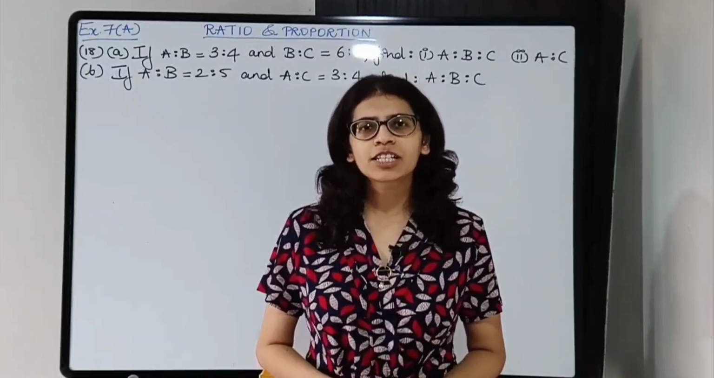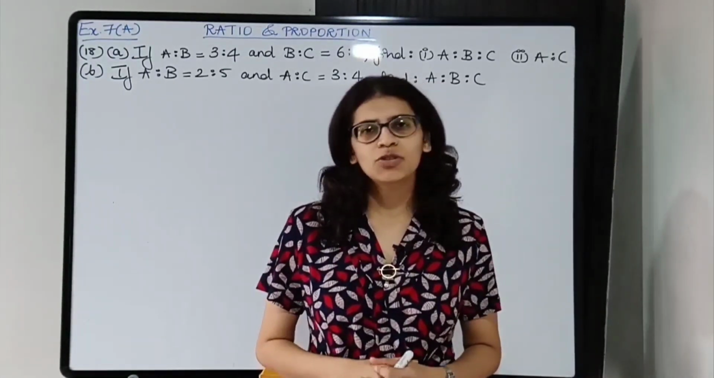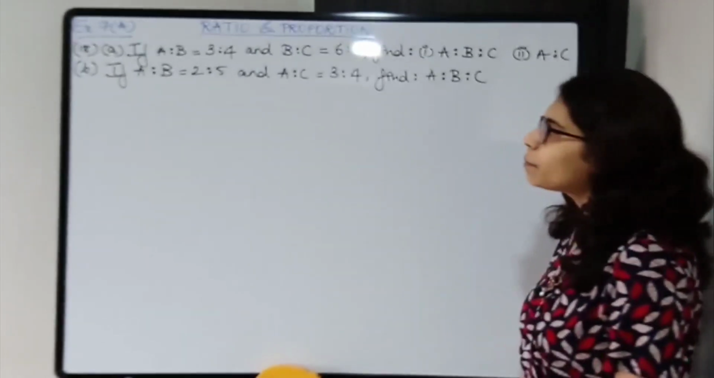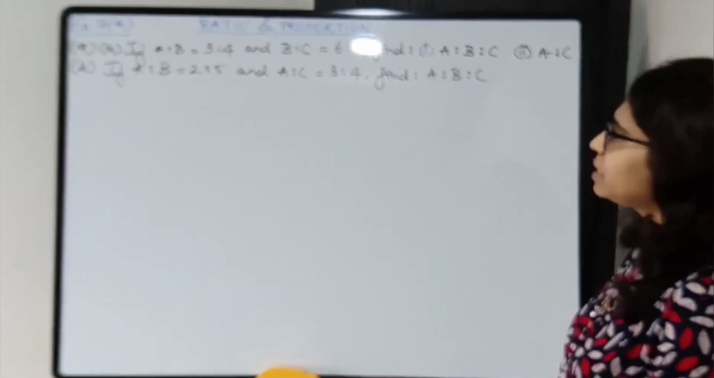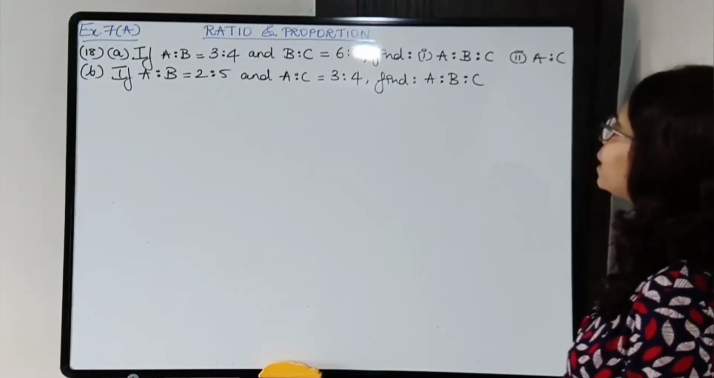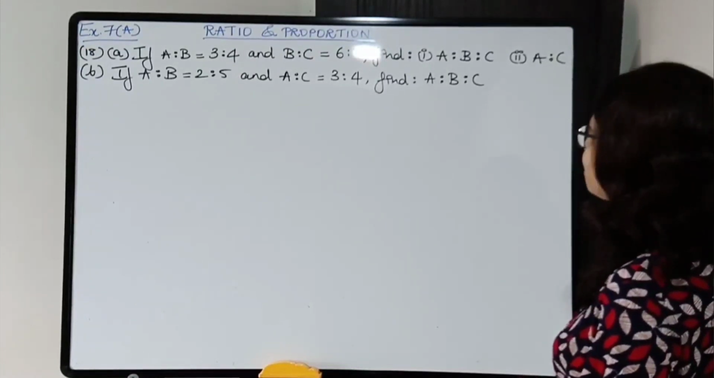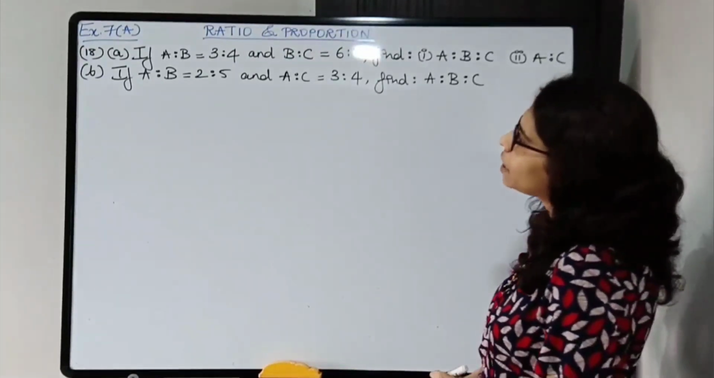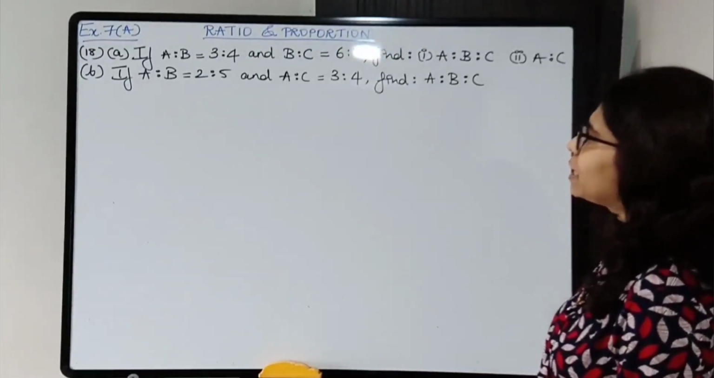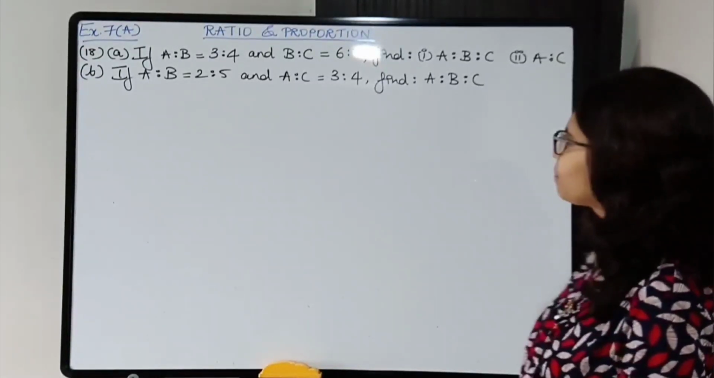In this video we'll continue with exercise 7a from chapter Ratio and Proportion. So coming to question number 18, there are two subparts. Part A, if A is to B is equal to 3 is to 4 and B is to C is equal to 6 is to 7, find first part A is to B is to C and second part A is to C. Part B, if A is to B is equal to 2 is to 5 and A is to C is equal to 3 is to 4, find A is to B is to C.